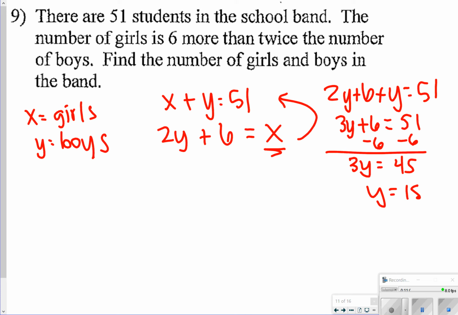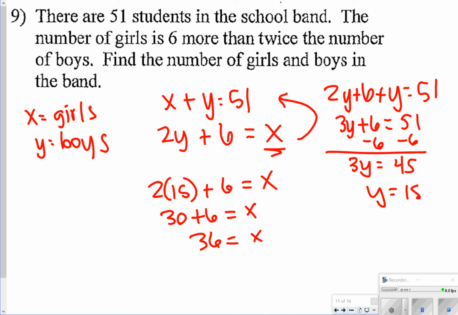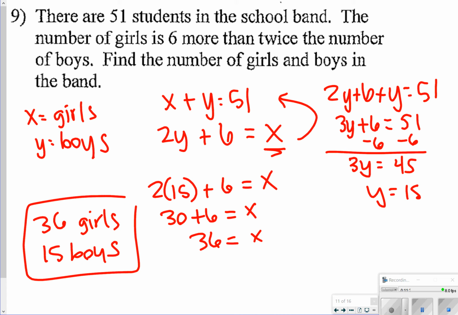And then I can go ahead and plug that back into maybe this one, 2 times Y. So 2 times 15 plus 6 will give me the number of girls. That's 30 plus 6 for 36 girls. So there are 36 girls and 15 boys. Again, that would be how you would answer it. You don't need to put the ordered pair.